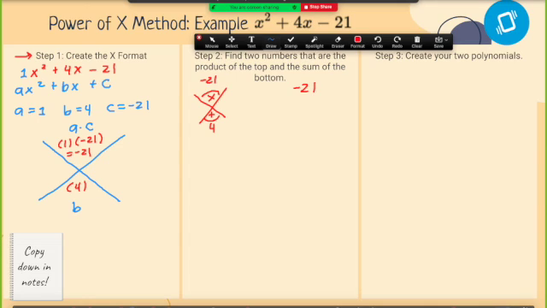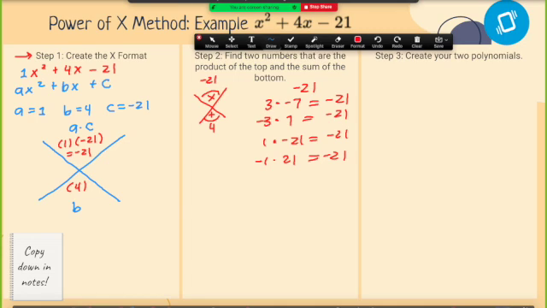Okay, so let's look at it. For negative 21, we have 3 times negative 7. That equals negative 21. We also have negative 3 times 7. That equals negative 21. We have 1 times negative 21. That equals negative 21. We also have negative 1 times 21. That equals negative 21 as well.